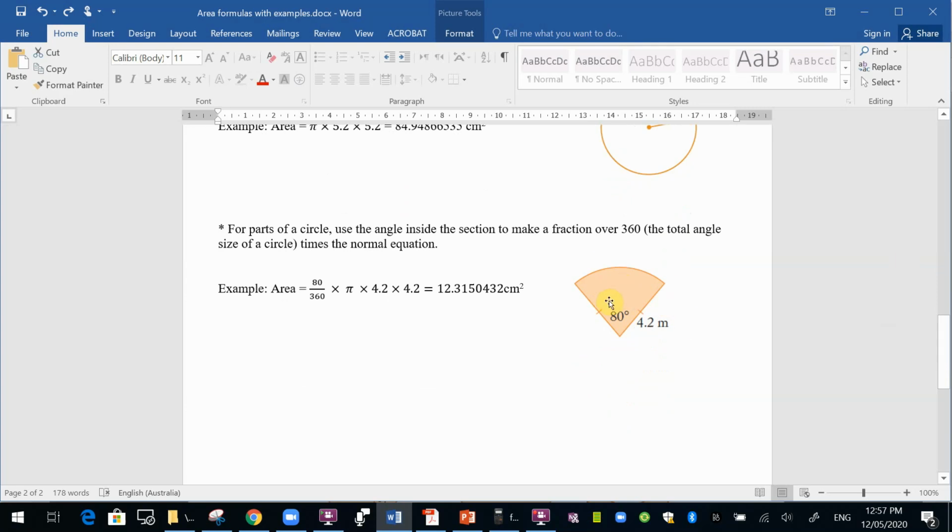And then for little bits of a circle, this area here, because it's not a whole circle, we need just a fraction of it. And the fraction we get from the angle. So we've got our 80 degrees inside the shape, and we make that into a fraction, 80 over 360, because 360 is the total circle. And again, just this formula again, times pi times r times r. And there's our answer.